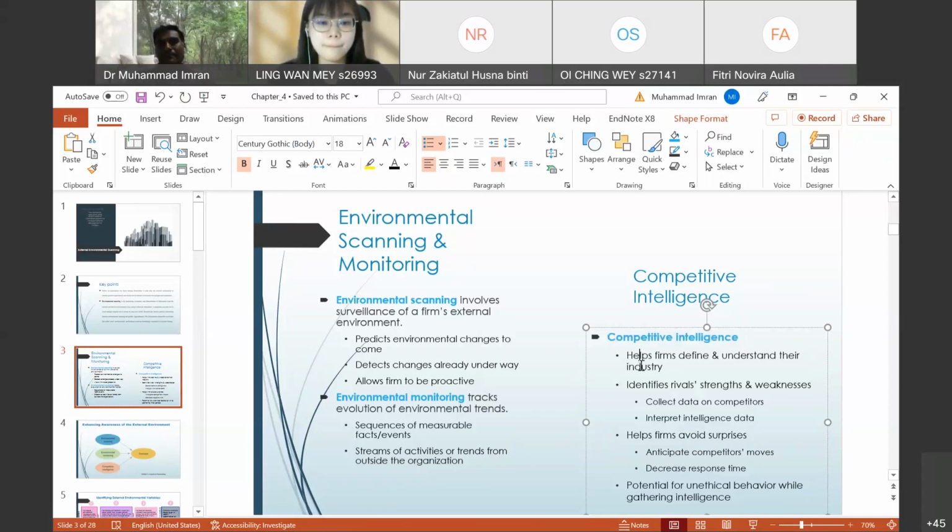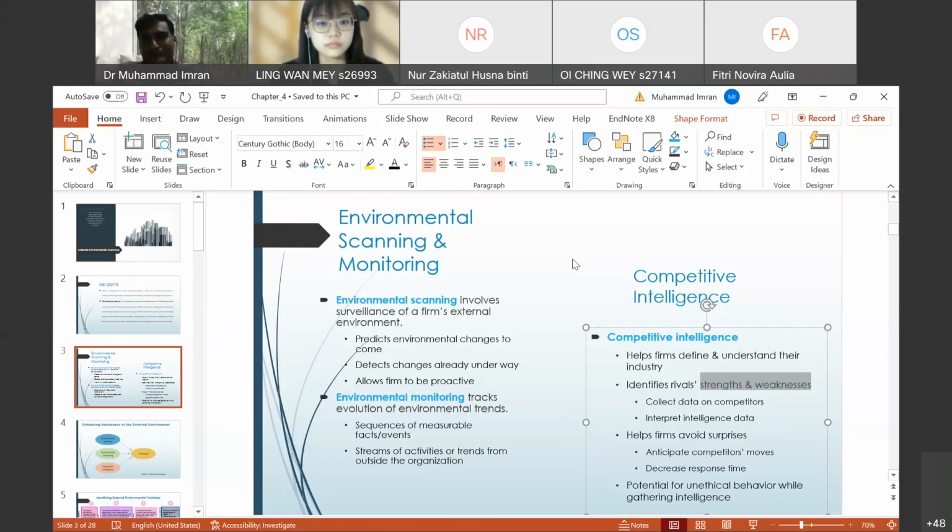Understand? It helps firms define and understand their industry. How? Environmental information helps companies identify rivals, meaning competitors, and their strengths and weaknesses. We must know about the weaknesses. How did they make the vaccine for COVID-19? They saw the weakness of COVID-19 and what things would affect and control it. That's where they produced the COVID-19 vaccine.